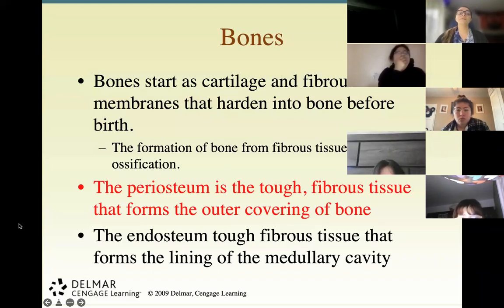The periosteum is one of the toughest fibrous tissues that is also going to form the outer covering of bone. And then I'll also touch on the endosteum, and this is another tough fibrous tissue that forms the lining of the medullary cavity.